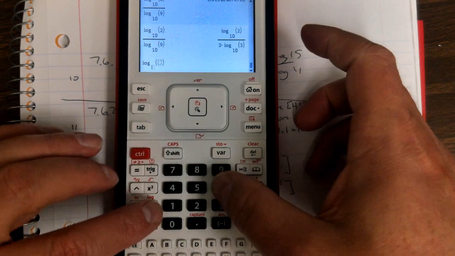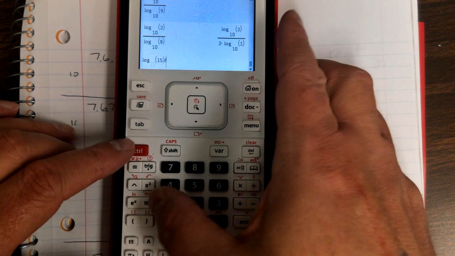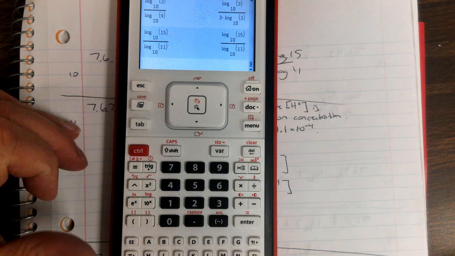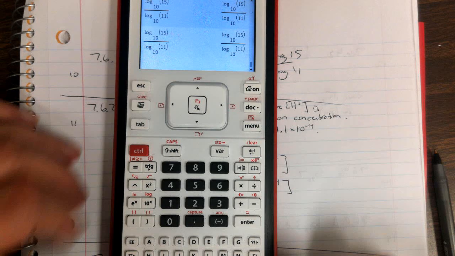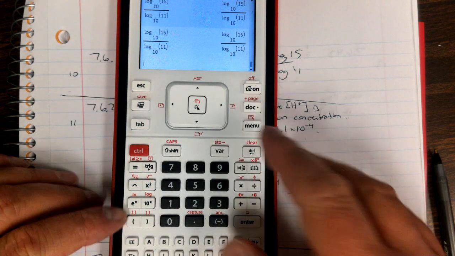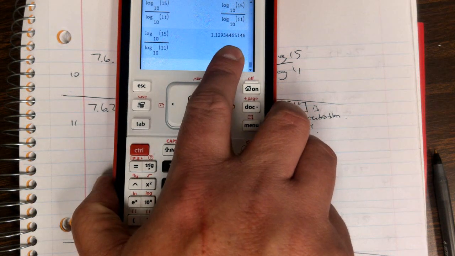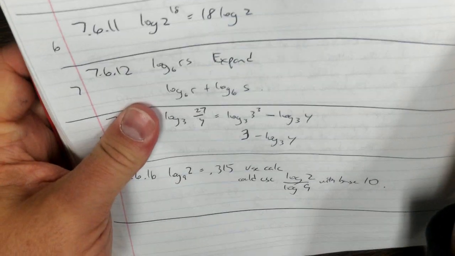If I do log 15 divided by log 11, that apparently can't be simplified. Nope. Okay, so just like that, and it would be 1.1293. So this other one I'm going to go ahead and jot down for my notes.